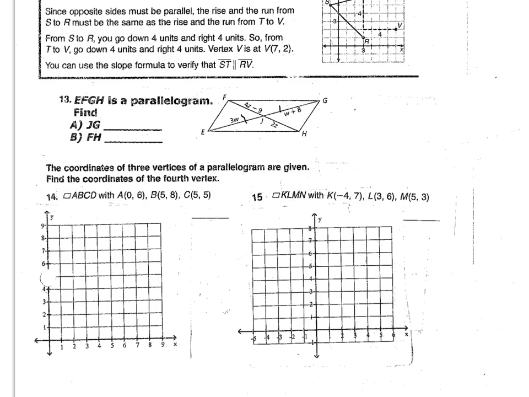Number 13, it says EF is congruent to, well, actually not EF. EJ and JG are equal, right? Because they cut each other in half. EG cuts FH in half. So here we can say 3W must be equal to EJ. It's equal to what? W plus 8. That's right, W plus 8.